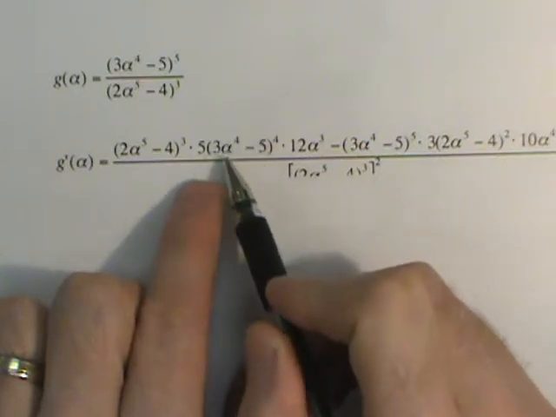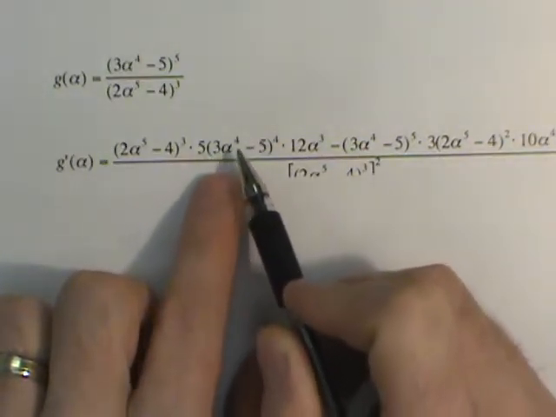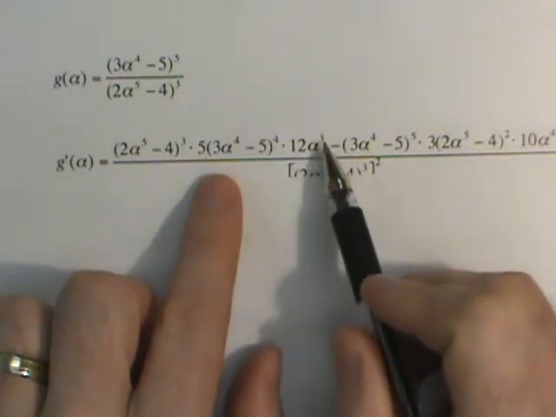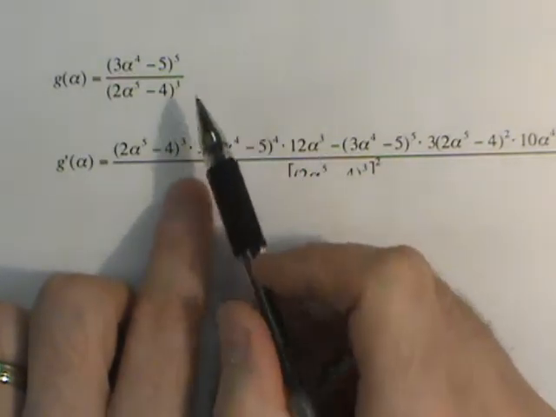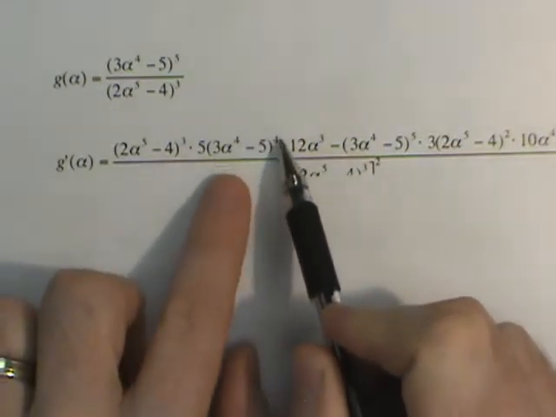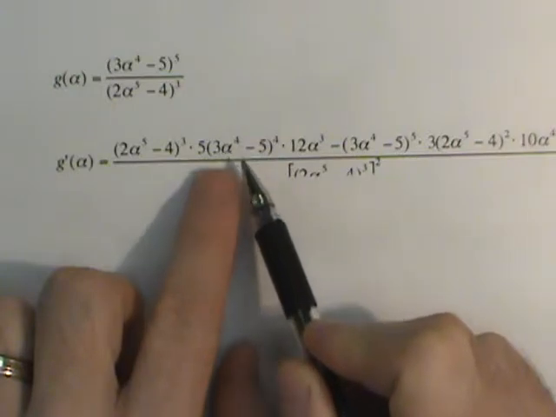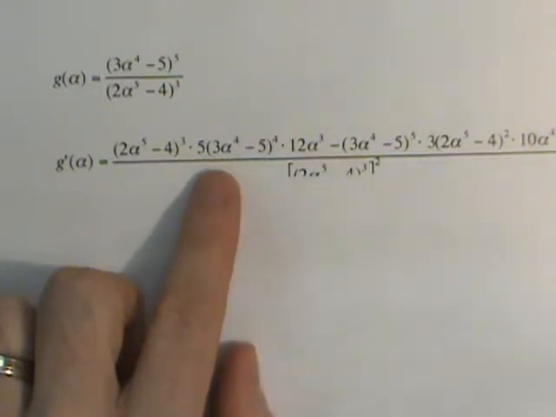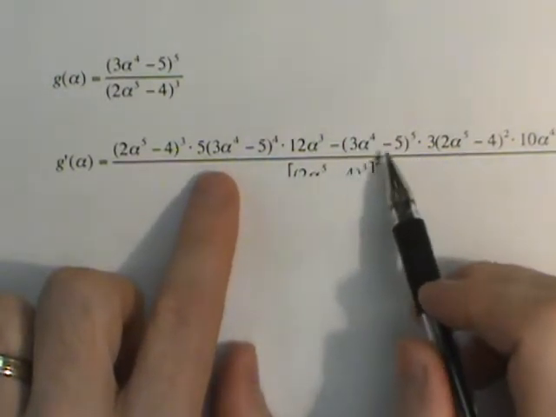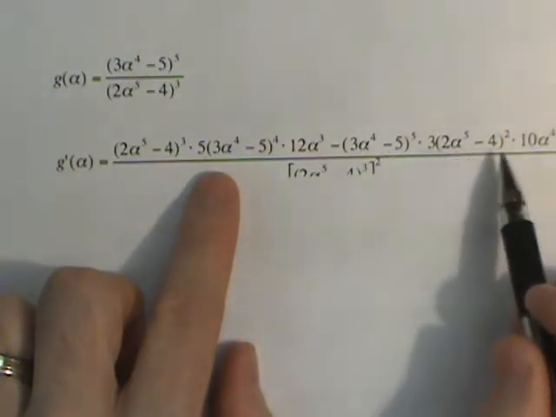We have to go back to the parentheses and say, what is the derivative of 3 alpha to the 4th? That's 12 alpha cubed. So again, the derivative of the top, I start with the power, so it's 5 parentheses to the 4th. I rip the guts out of there and do a derivative, which would be 12a cubed. Minus high, so there's my numerator, times the derivative of the denominator.